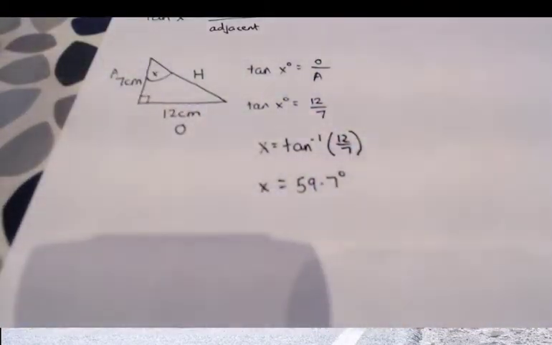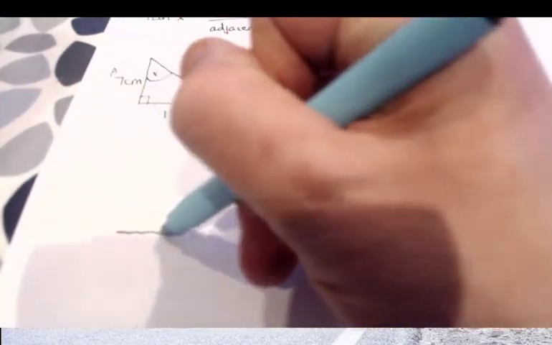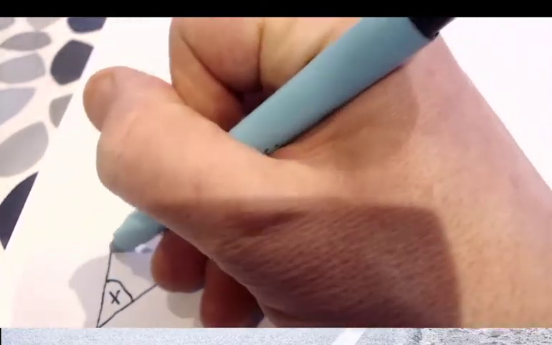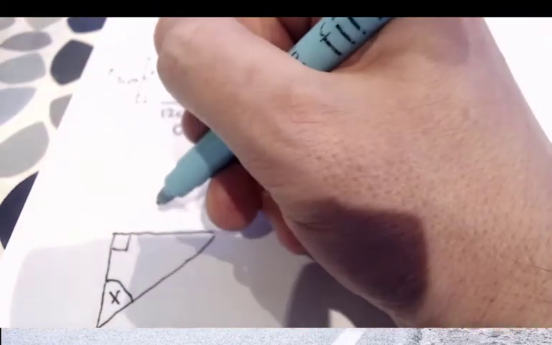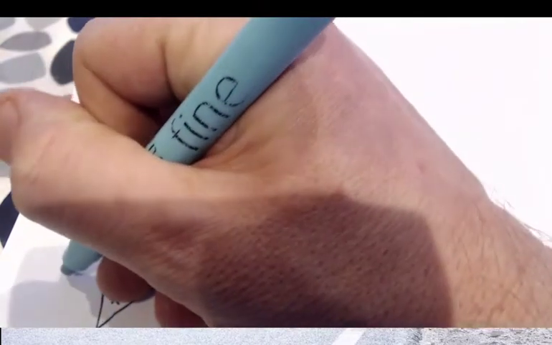Okay, it'll take a wee bit of getting used to, because that's a new thing we haven't done before, this inverse tan thing. What I'll do is another example just now. So I've got a triangle. I'm going to put that's x. I'm going to put the opposite side here, which is 20, and the adjacent, which is 12.